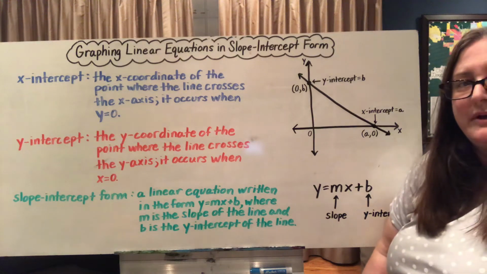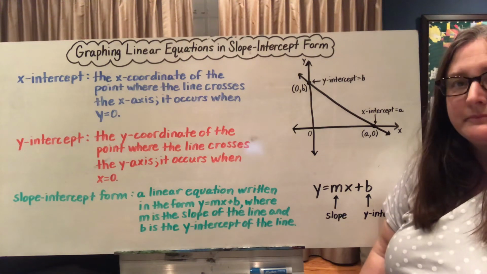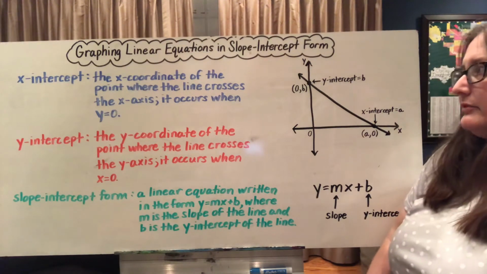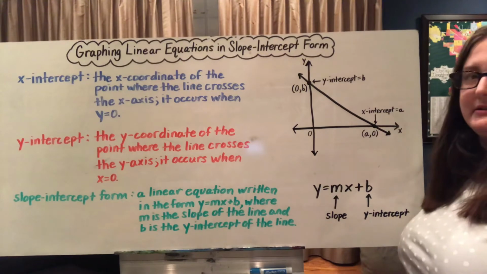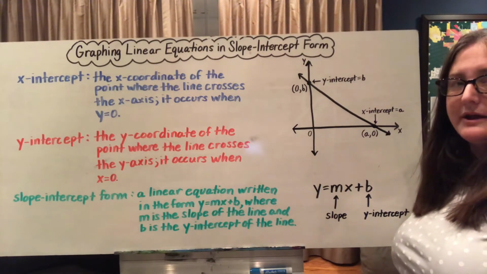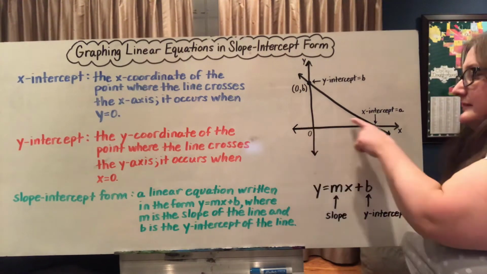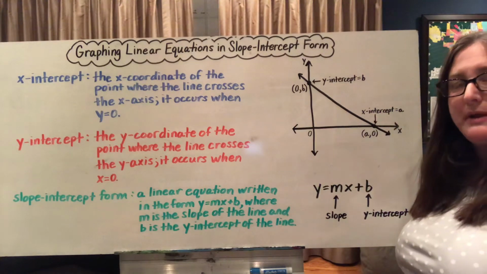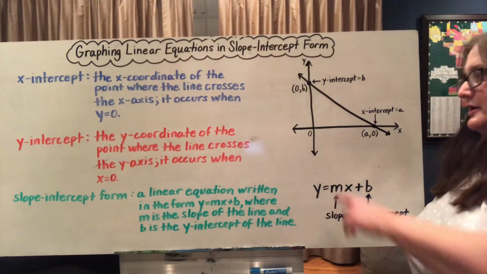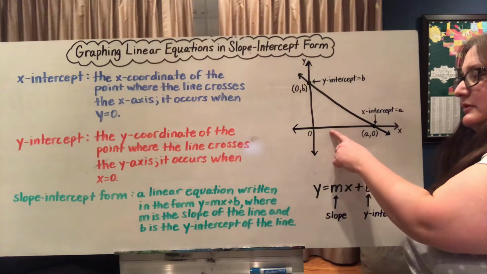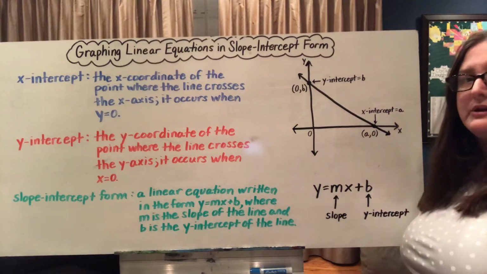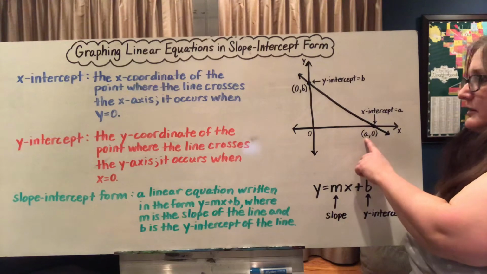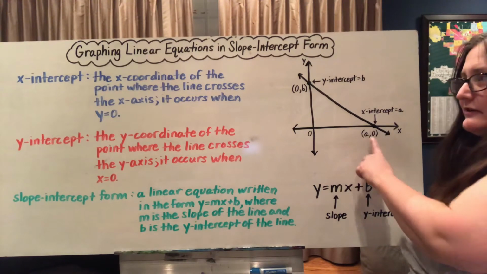This is graphing linear equations in slope-intercept form. The x-intercept is the x-coordinate of the point where the line crosses the x-axis, and it always occurs when y equals 0, because along the x-axis, all the x-coordinates are paired with a y-coordinate of 0. We have (0, 0), (1, 0), (2, 0), and so on. So wherever the line crosses the x-axis, that x-coordinate is referred to as our x-intercept.